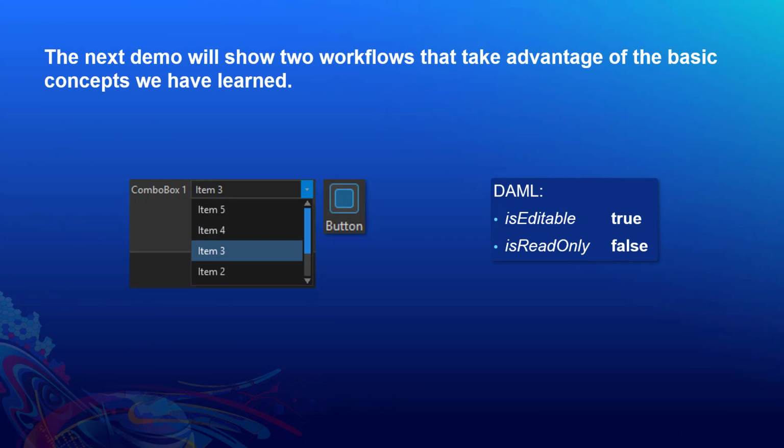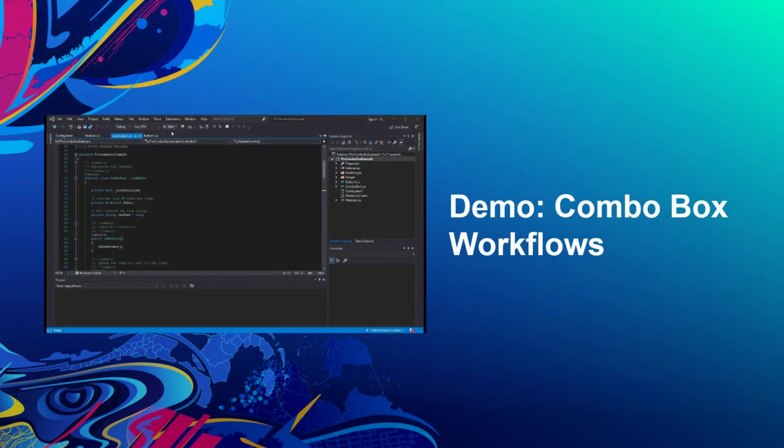The next demo will show two workflows that take advantage of the basic concepts we have learned. First, we'll see how to interact between different controls in the code. In this case, by using a button control to reverse the combo box list order. Then we'll see how changing the isEditable and isReadOnly attributes allow a user to enter their own item into the combo box list. Let's get started with our second demo on these combo box workflows.